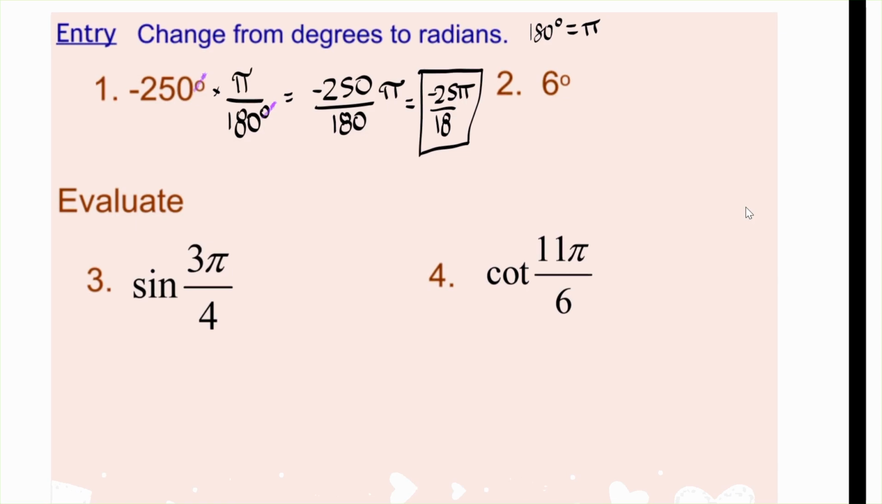To switch 6 degrees over to radians, again, I'm going to multiply that by pi over 180 degrees. The 180 degrees has to go in the denominator so that the degrees will cancel. So the degrees cancels there. And so then, multiplying across, I can put this over 1 if I want to, I get 6 pi over 180. And those are both divisible by 6. So if I divide the top and bottom by 6, I get pi over 30 radians.